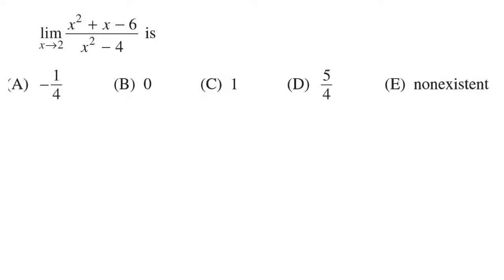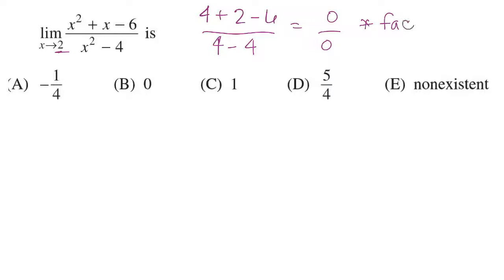For our next problem, we do have a limit, and please keep in mind the first thing that we need to do for a limit is to substitute in our limit value just to see. So in the numerator, I would have 4 plus 2 minus 6. In the denominator, I'm going to have 4 minus 4. So we have 0 over 0, which means we need to factor. We probably have a hole in the graph.